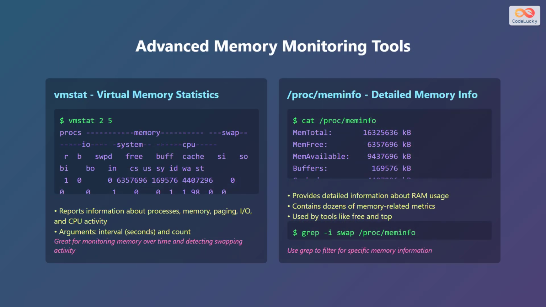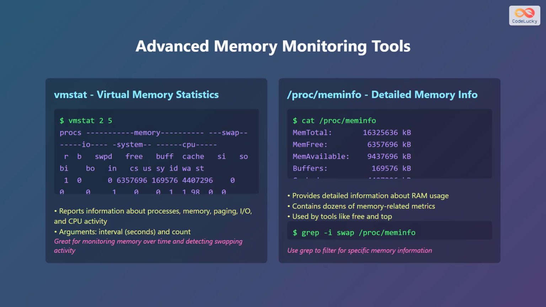Let's explore some advanced tools for more detailed memory monitoring. The first is vmstat, which stands for Virtual Memory Statistics. By typing vmstat 2 5, you can report information about processes, memory, paging, input-output, and central processing unit activity. In this example, the arguments specify an interval of 2 seconds and a count of 5, meaning it will update every 2 seconds for a total of 5 times. This tool is excellent for monitoring memory over time and detecting swapping activity.